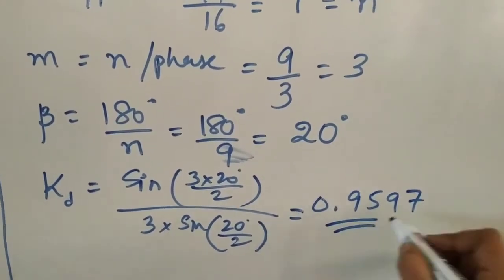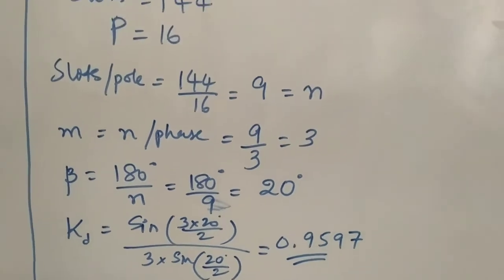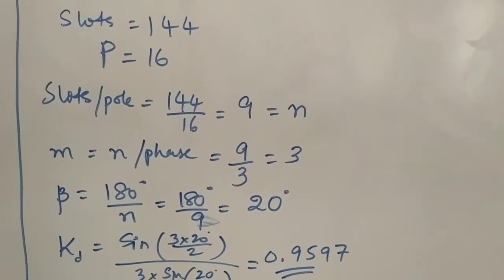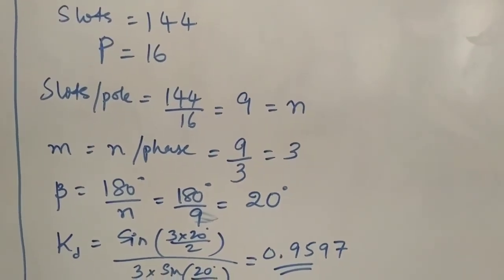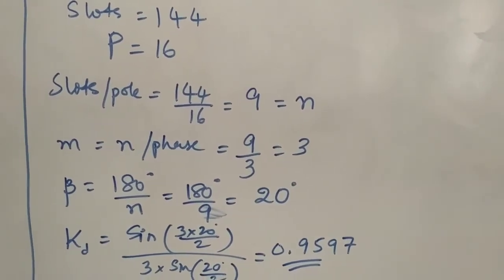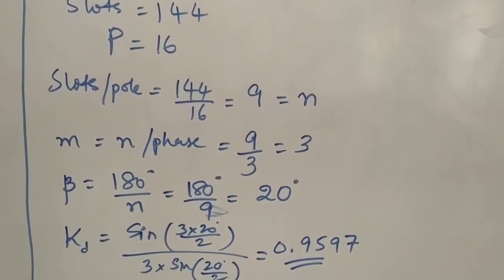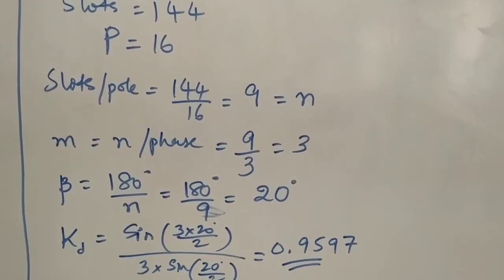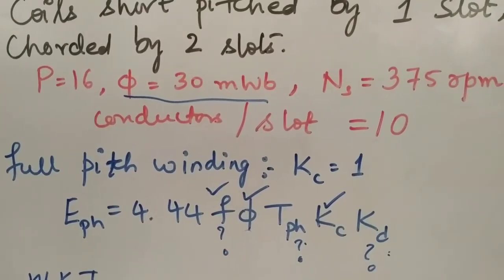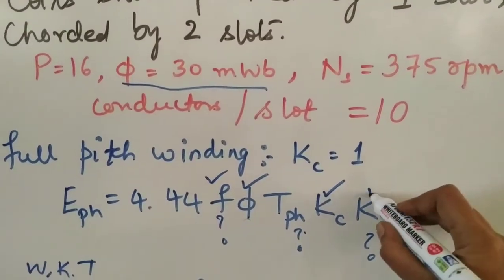0.9597. So this will be the value of the Kd. So here you can observe we have already achieved the distribution factor Kd. What was the next aim? Recall, go back to the EMF equation. So we have solved Kd.